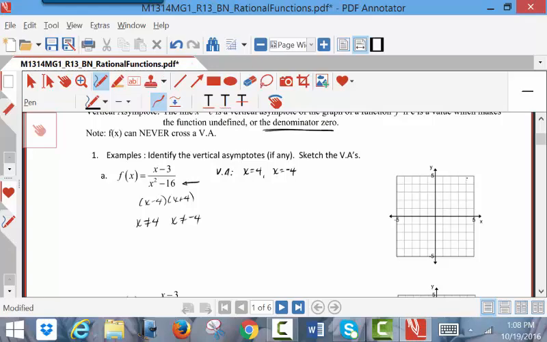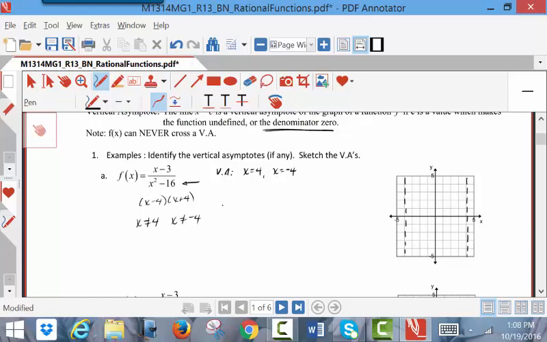So when you draw a vertical asymptote, we always draw them as dashed lines. In other words, they're going to be guidelines to the actual graph of f of x. And your graph f of x will never cross a vertical asymptote. It'll never cross a vertical asymptote.